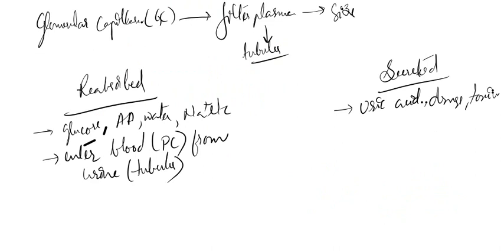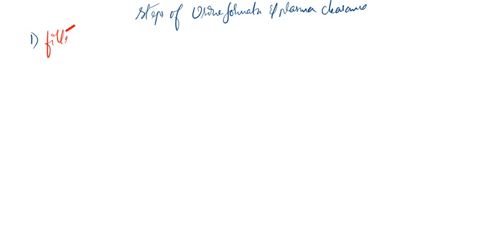Now, what are the steps of urine formation and plasma clearance? Right. The first step is filtration. The second step is reabsorption. The third step is secretion.